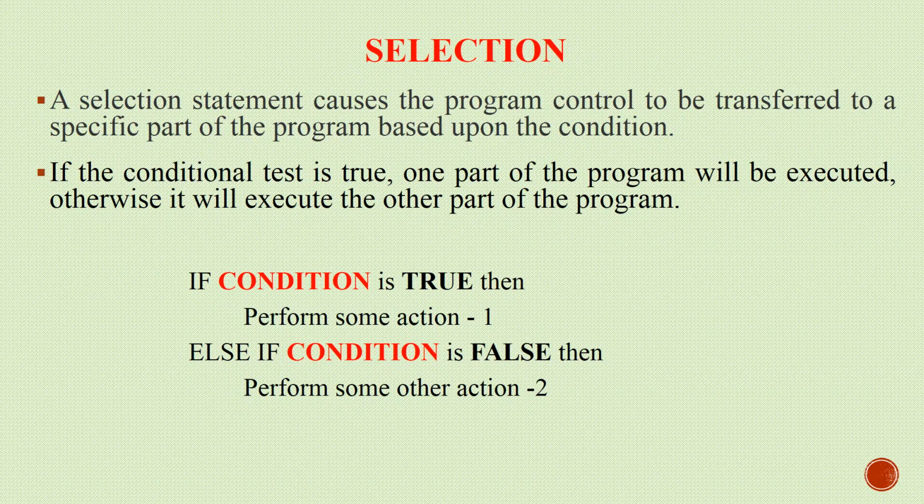So, that is selection. So, the syntax goes like this. If condition is true, then perform action 1. Else, if condition is false, then perform action 2. So that is selection. So an algorithm can contain statements which are sequence in nature or selective in nature.